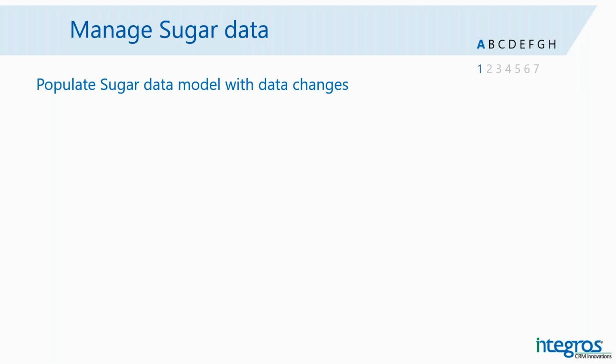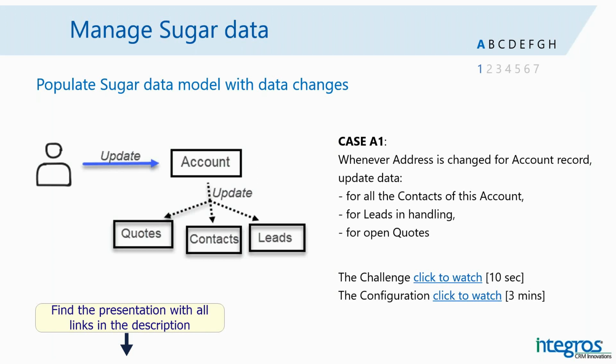Have you ever faced a task to distribute updates among records? You may configure it, like in our very first example for today: whenever the address is changed for an account, update the address for all contacts of this account, for open leads for this account, and open quotes for this account. If you would like to see how it works, you can follow the first link and spend 10 seconds to see the challenge of this task and 3 minutes to follow the second link to see how it works implemented into life.